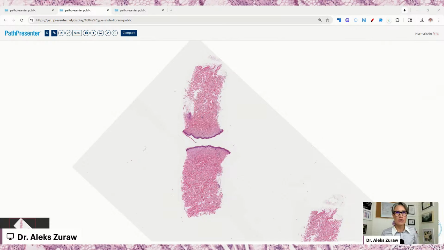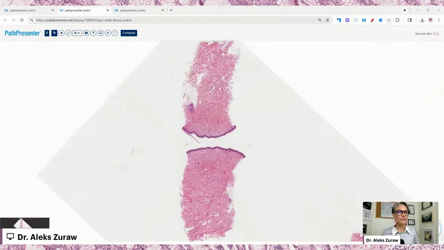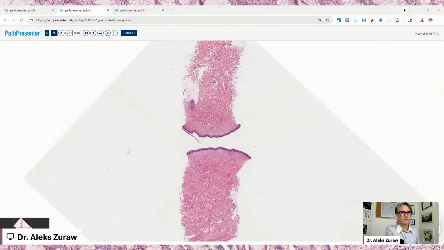And we are going to move to skin. This is skin, also from Path Presenter.